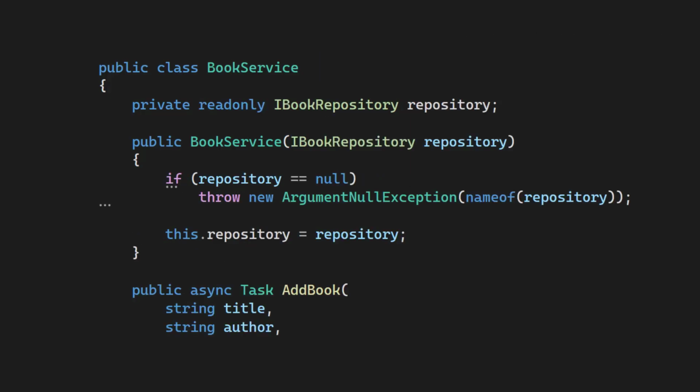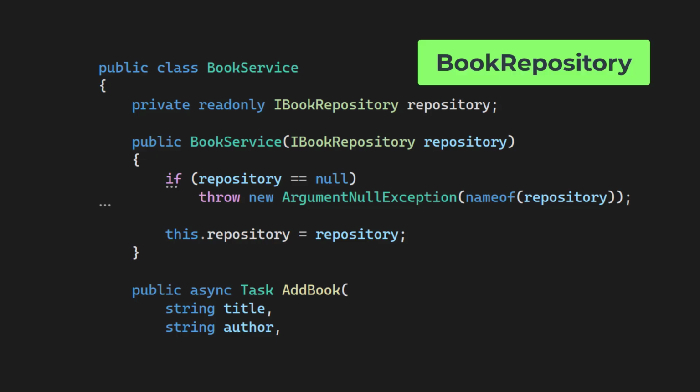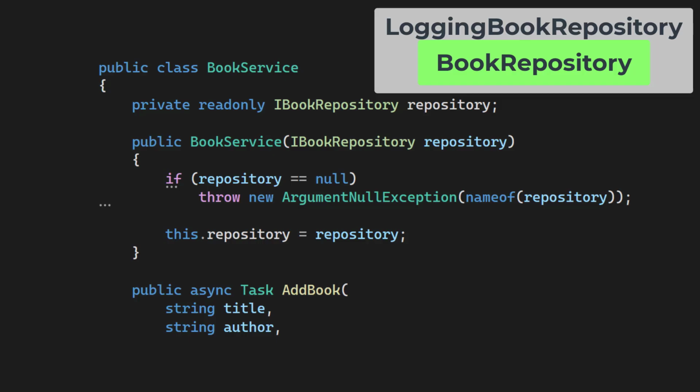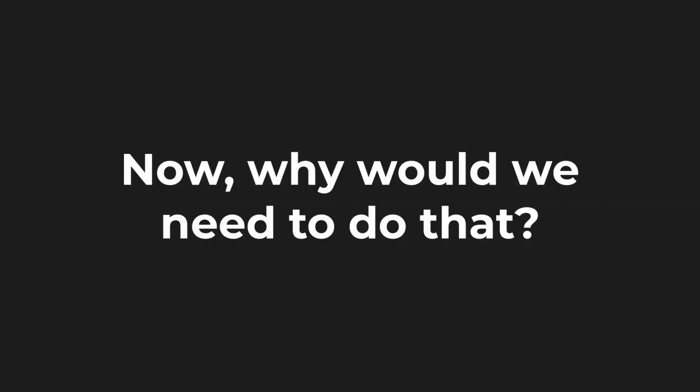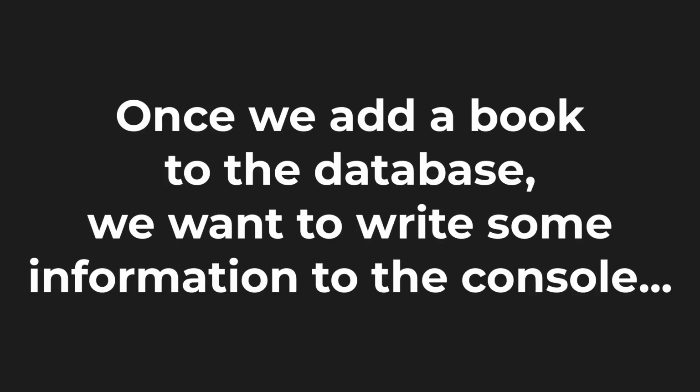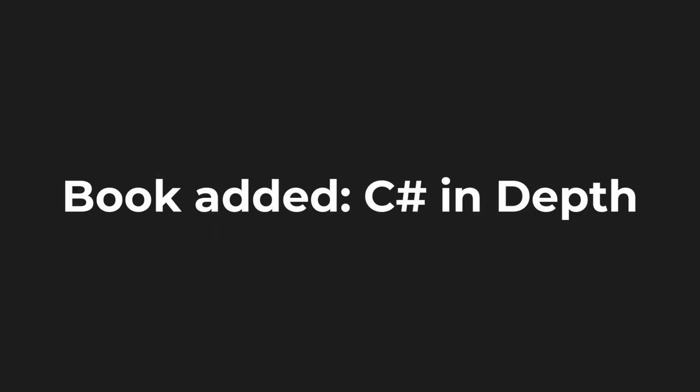But in our new book service class, since it programs to an abstraction and uses the constructor injection design pattern, it makes it possible to intercept the book repository dependency by wrapping another class around it and then pass it to the book service constructor. Now, why would we need to do that? Let's say, for example, once we add a book to the database, we want to write some information to the console saying book added with its title.